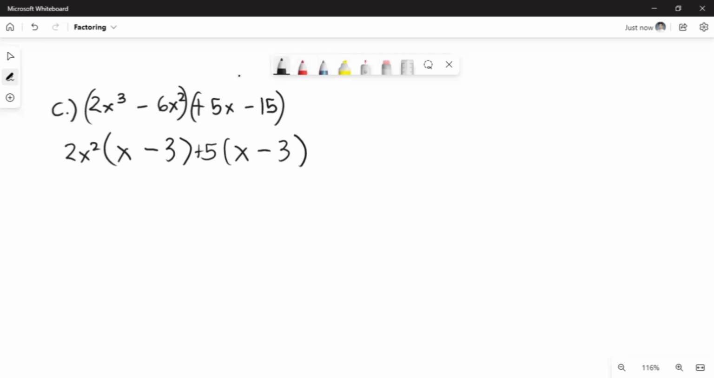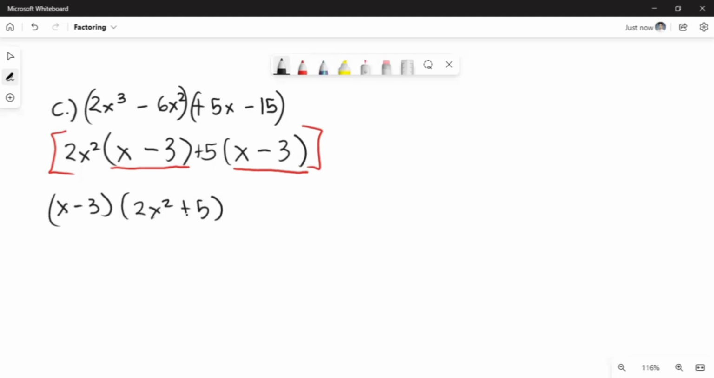Now, the common factor on these two terms is x minus 3. Each term has x minus 3 as its factor, therefore we can factor out x minus 3. Factoring out x minus 3 will give us x minus 3 times the remaining values, 2x squared plus 5. Therefore, that's your answer.